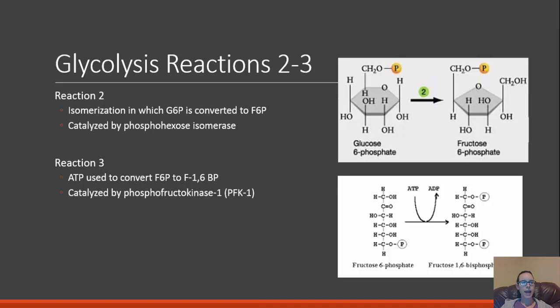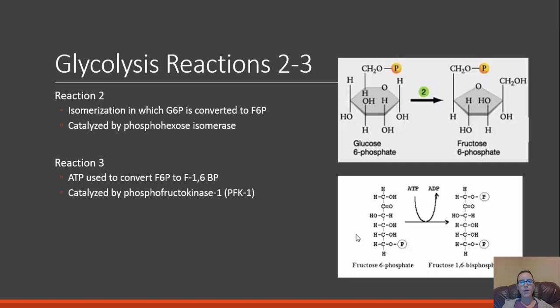So moving on to reaction 2, which is the isomerization of G6P to F6P. That makes sense, it's an isomer. We have the same atoms, but in a different configuration in this reaction, and it's catalyzed by phosphohexose isomerase. That's shown here.